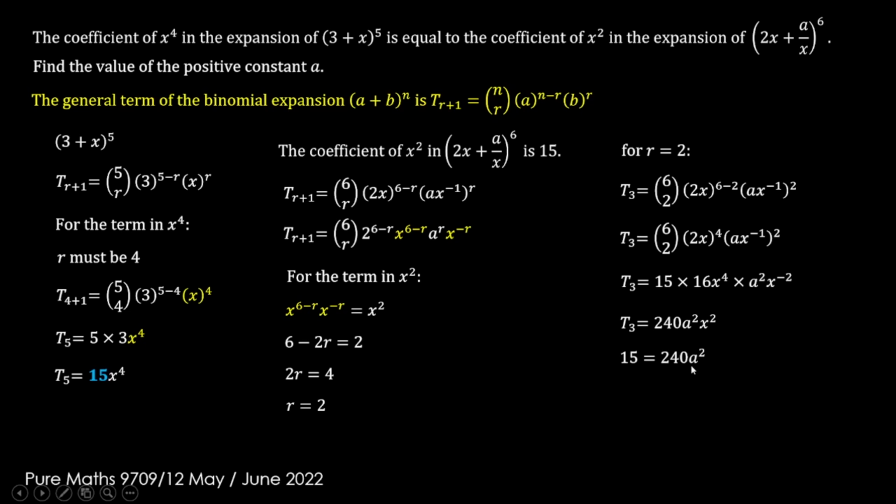So now we can calculate the value of a. So we divide both sides by 240 and simplify. So a squared will be equal to 1/16. Take the square root of both sides. We'll get a equals 1/4. We use the positive value because that's what's required in the question. So the value for a is 1/4.